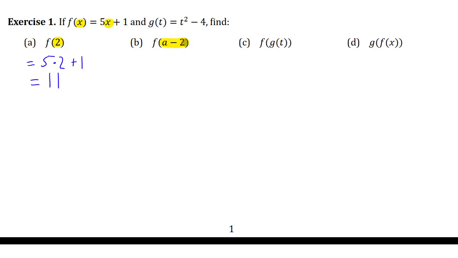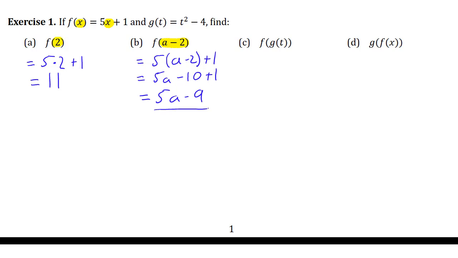Same deal with this, it's f of a minus 2, so it's a little bit more complicated. The x is getting replaced with a minus 2. So this will be 5 times a minus 2 plus 1. And you can distribute the 5 in there to get 5a, and then 5 times negative 2 is minus 10, and still plus 1. And that gives you 5a minus 9.